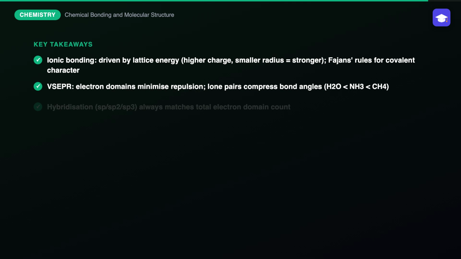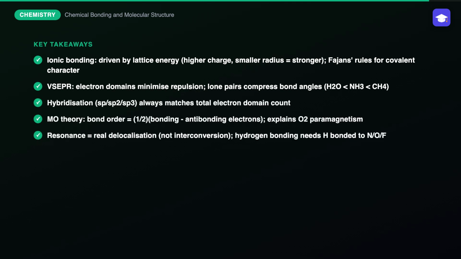Let's recap this entire chapter. Ionic bonding is driven by lattice energy, favored by high charge and small radius, while covalent bonding follows Lewis structures and the octet rule, with formal charge picking the best structure among alternatives. VSEPR predicts molecular shape from electron domain repulsion with lone pairs compressing bond angles, and hybridization, sp2, sp3, always matches the total domain count. Molecular orbital theory correctly explains oxygen's paramagnetism and predicts bond order directly, while bond length and energy both track bond order closely.